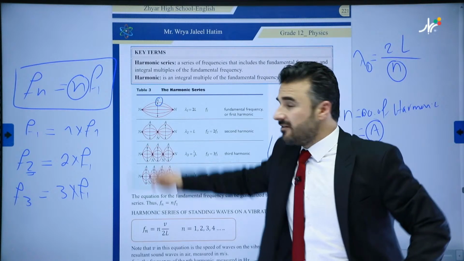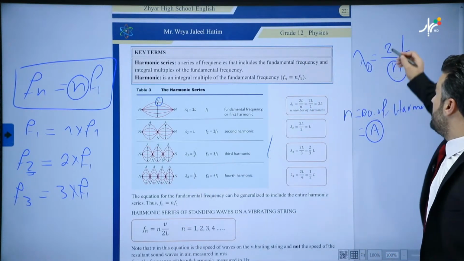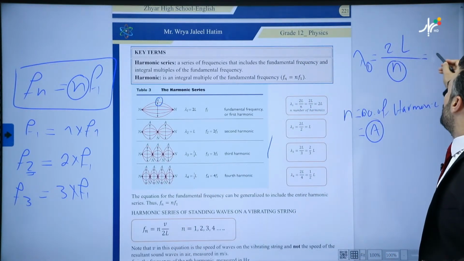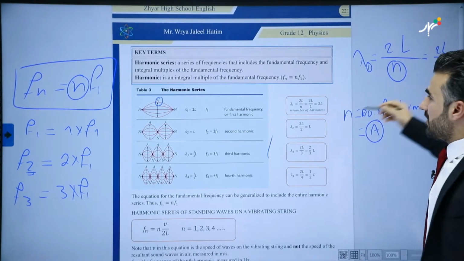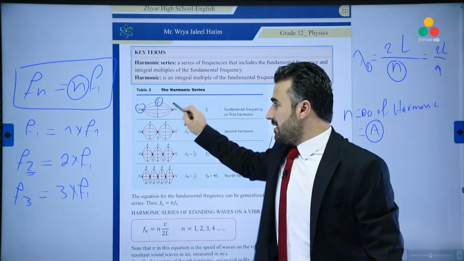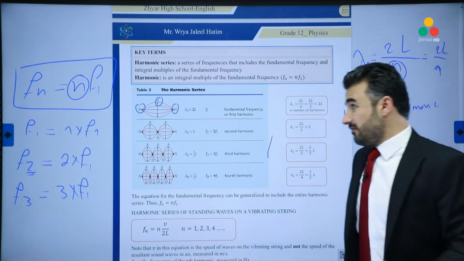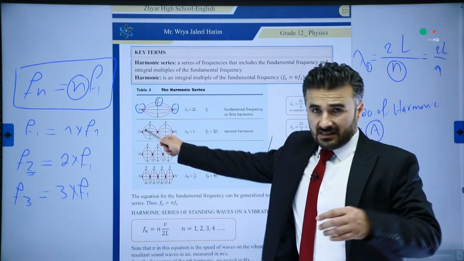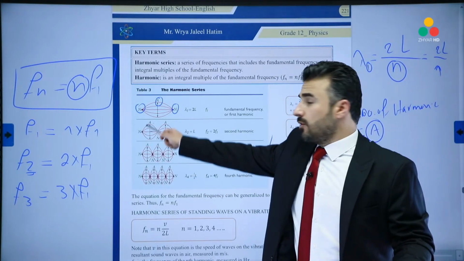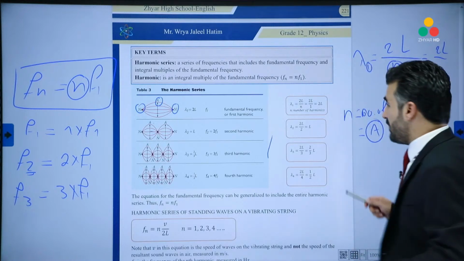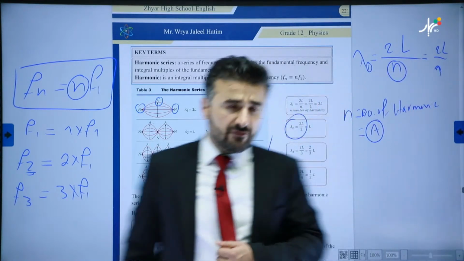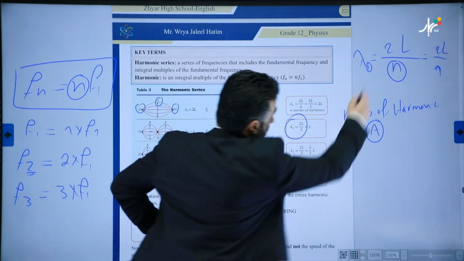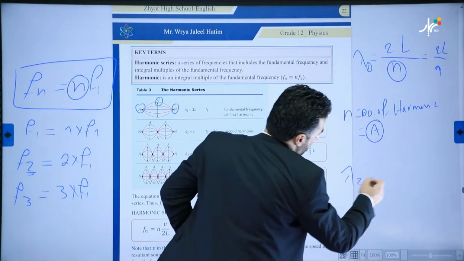How many antinodes do we have? It is just 1. So we'll say 2 times the length divided by 1 here. All right? Or we can say number of harmonics. Here, it is the first harmonic, so we can just have 1 here. Here, the second harmonic, or you can see here we have 2 antinodes, so you can divide by 2 to find the second harmonic.